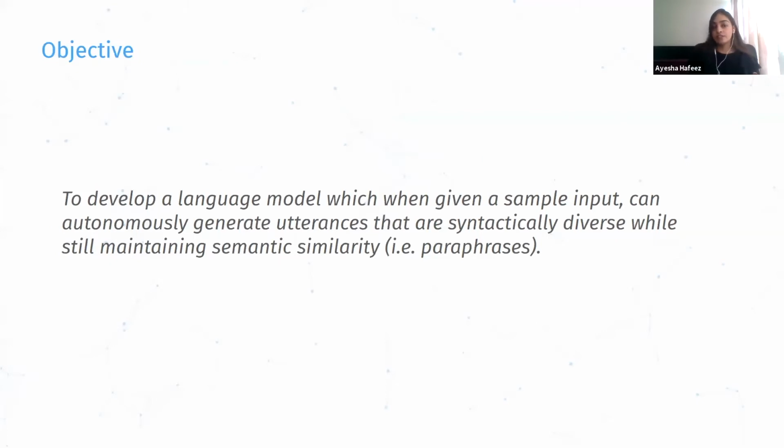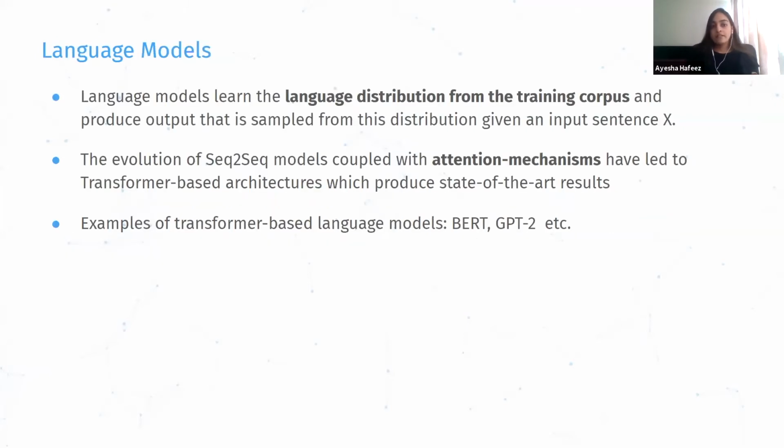So our objective here was to develop a language model that, when given a sample input, can autonomously generate utterances that are not only syntactically diverse, but still maintain a similar degree of semantic similarity, meaning you want your language model to generate paraphrases from a simple sample input utterance. Now, language modeling enables us to do that since it learns the probability distribution of sequences in your training corpus and then produces an output that's sampled from that same distribution.